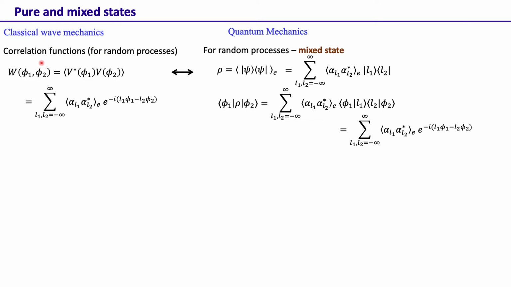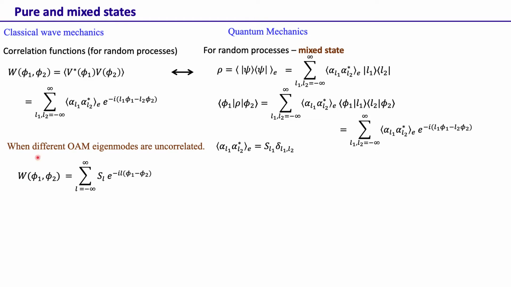Okay, so now that we know that the correlation function in classical wave mechanics and the density matrix element in quantum mechanics play a very similar role, let's look at one special case: when different eigenmodes are uncorrelated. At least in this example, the ensemble average of alpha L1 alpha L2 star just becomes a delta function. So this is S_L1 delta L1 L2. That means this quantity is 0 if L1 is not equal to L2, and equal to S_L1 when L1 is equal to L2.